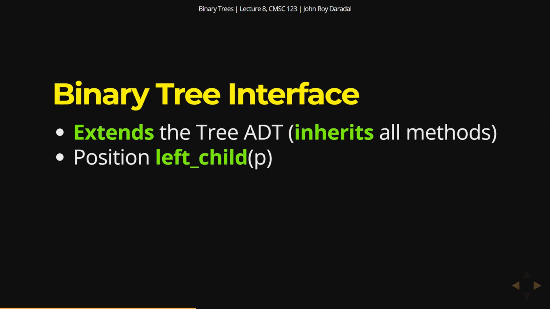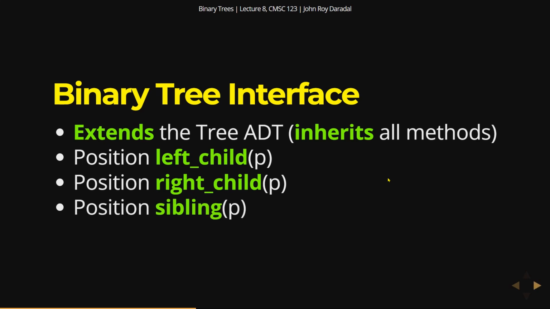Okay, but it also has additional methods like left child of p, which will return the left child position of this particular position, and then you also have the right child, which will return the right child position of this given position p. And finally, you also have the sibling method. So given a position p, what is the sibling, if there is any? If this p here is the left child, then it will give you the right child, and vice versa.